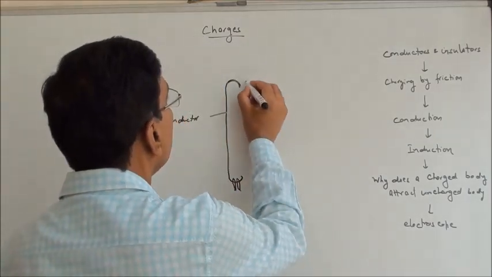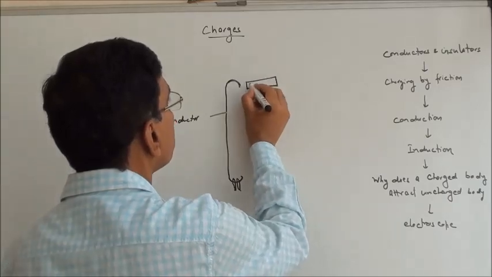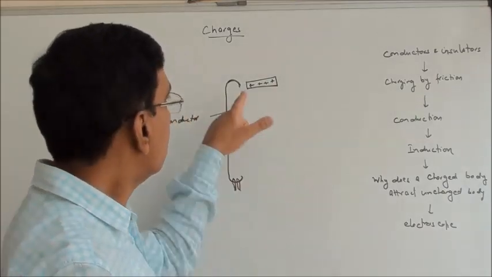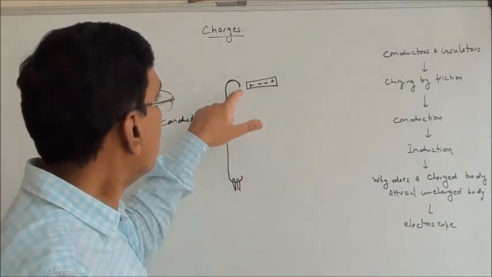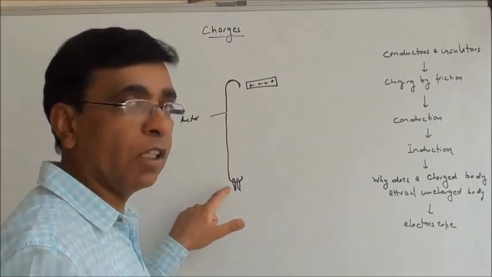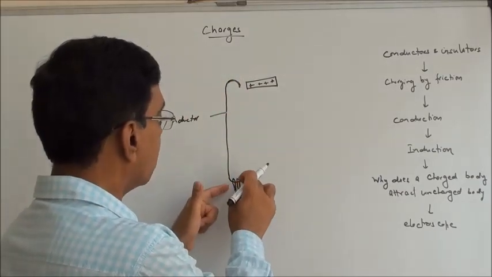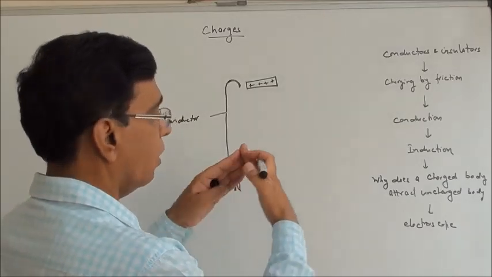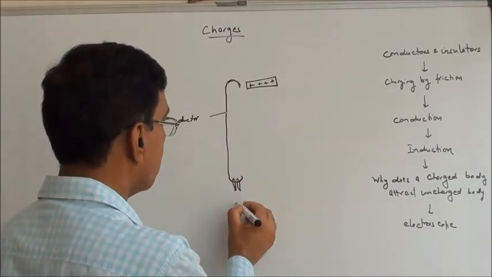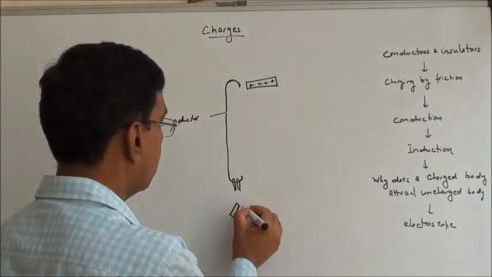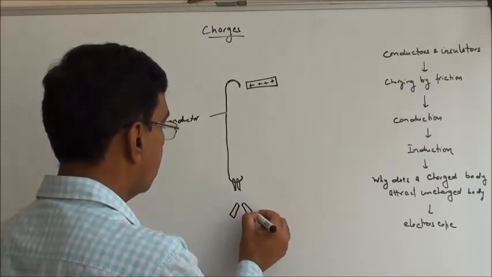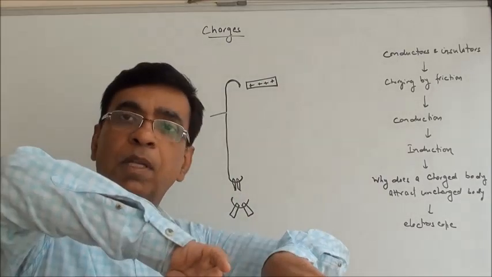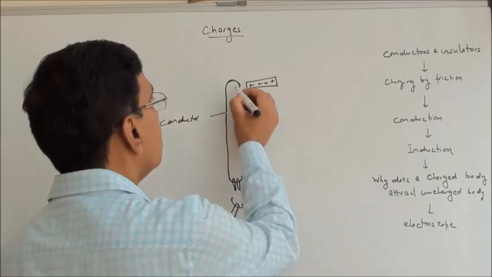Now if I take a charged body, say plus, what will happen now? Induction: negative charge will come on this side, positive on this side, and this is a conductor, these are also conductors, they will get positive charge, and since they are very light, they will be repelled. So the situation will be something like this. This will become like this. They will be repelled.